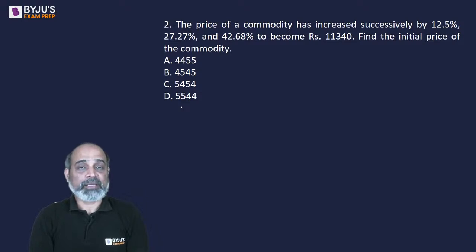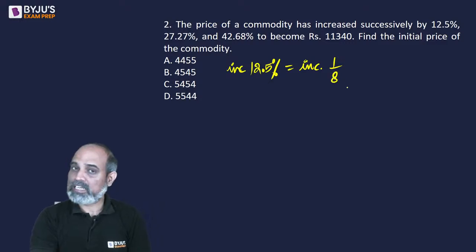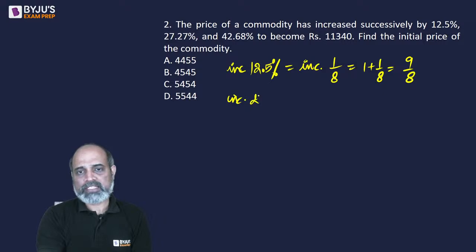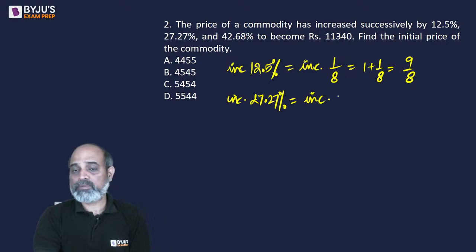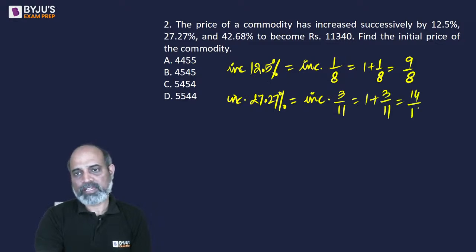Okay, next, the price of a commodity has increased successively, means one after another, by 12.5%. So 12.5% increase is like saying increase by 1 by 8. An increase of 1 by 8 means 1 plus 1 by 8, that becomes 9 by 8. Similarly, an increase of 27.27% is actually 3 upon 11. So this becomes 1 plus 3 upon 11, which becomes 14 upon 11.